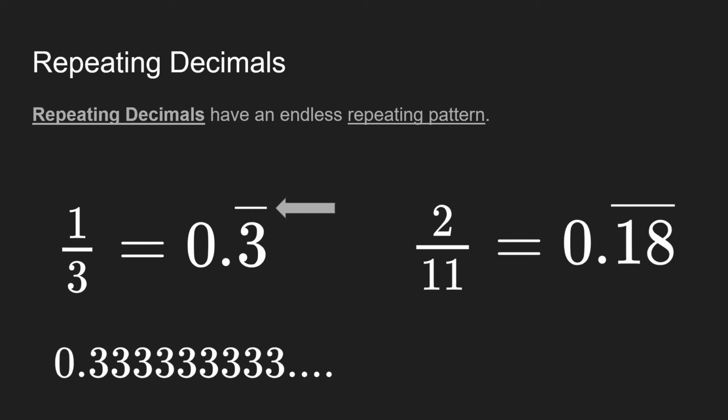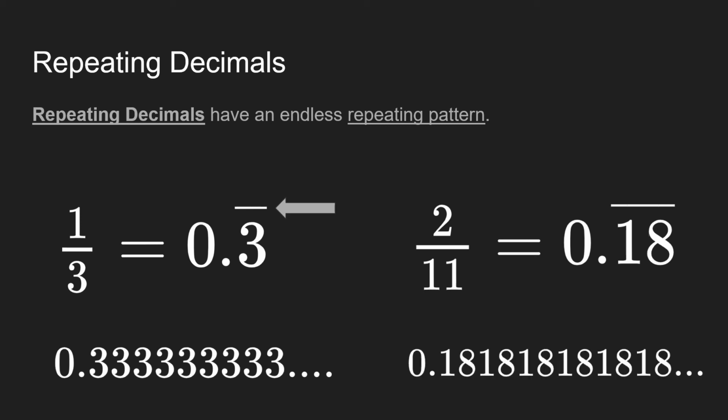This is to show that it's not only one digit that can repeat, but multiple digits in the decimal can repeat forever. So instead of writing out 0.181818 forever, you put 0.18 repeated to signify that the 18 is a repeating pattern and goes on forever.